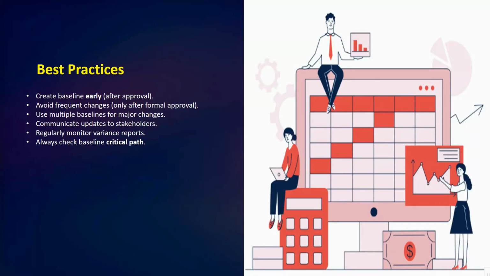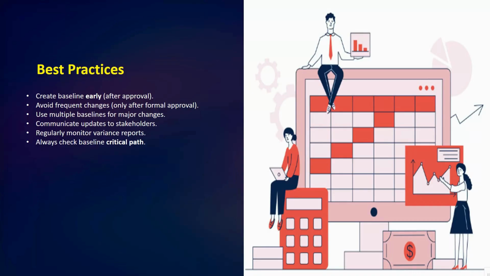When working with the baseline in Primavera P6, first, create a baseline early after approval. Ideally, you can say, right after the project plan has been approved. This ensures you have a clean and accurate reference point. Second, avoid frequent changes.